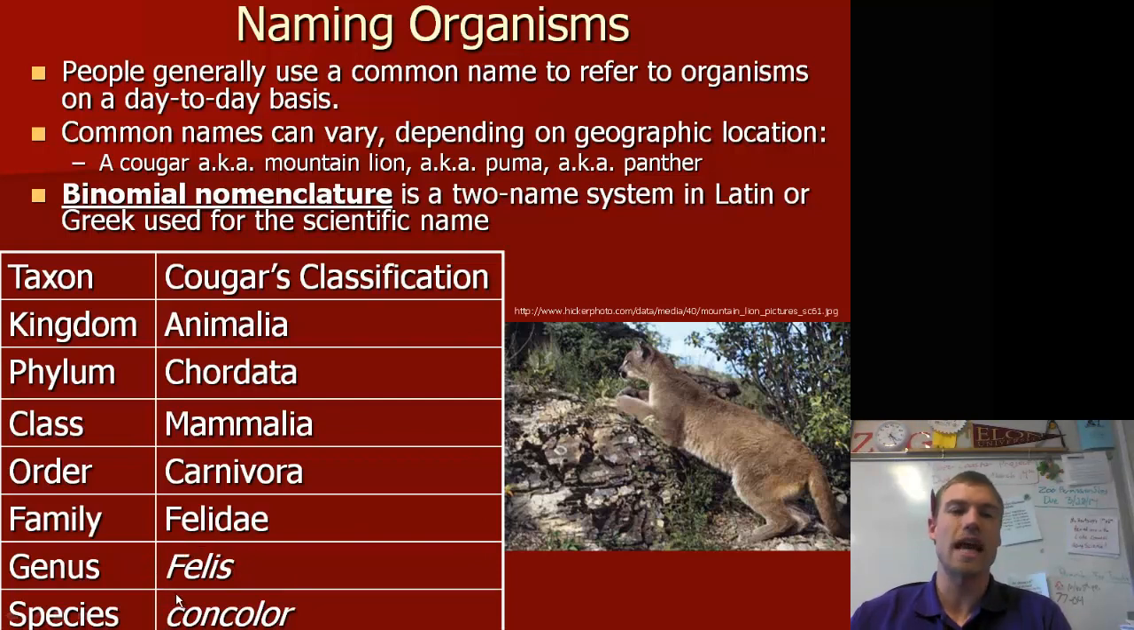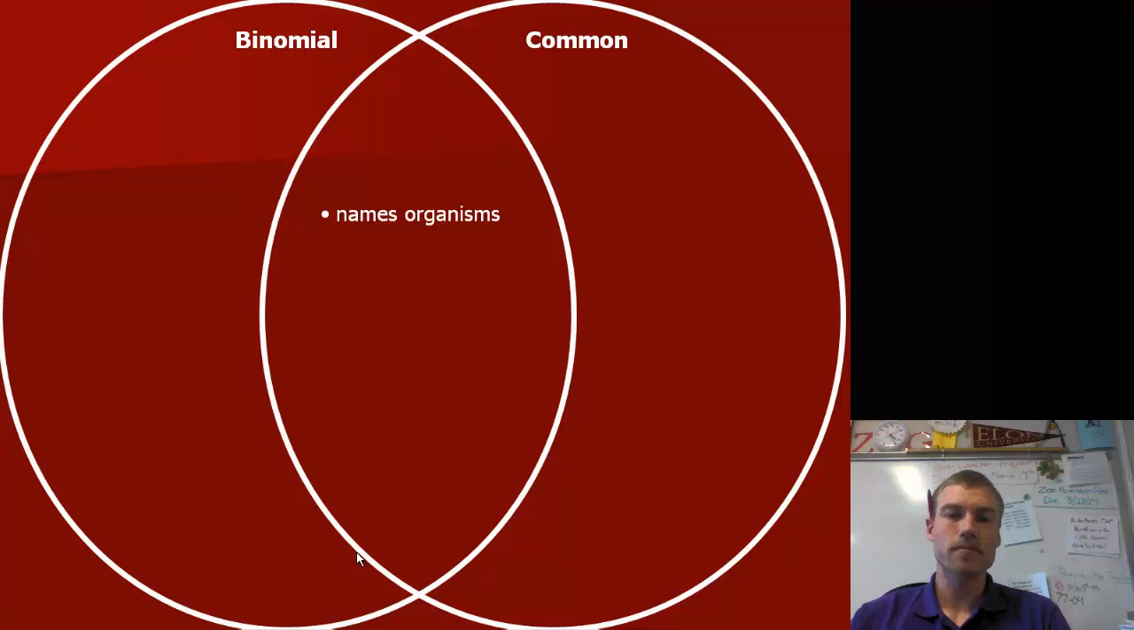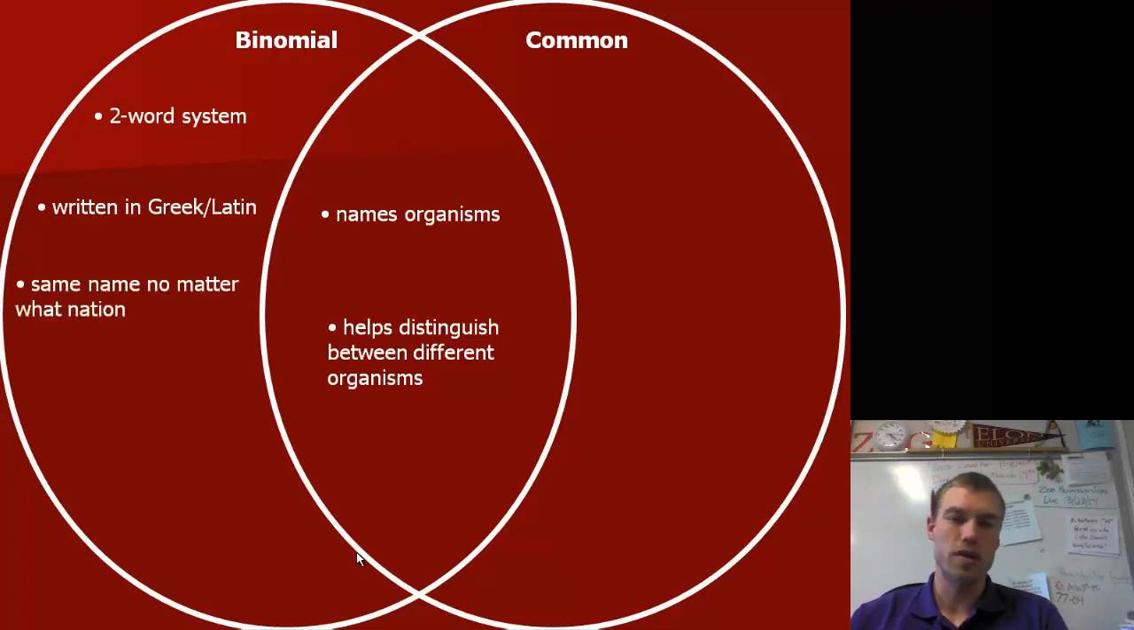The genus is capitalized. The species is lowercase. So, Venn diagram. Both of them help us to name organisms. A binomial system is a two-word system. It's written in Greek or Latin.